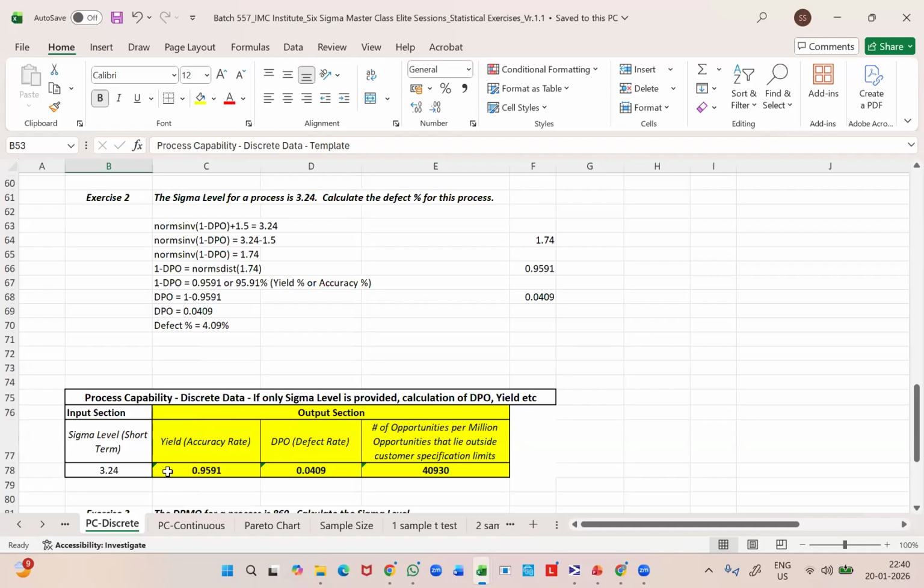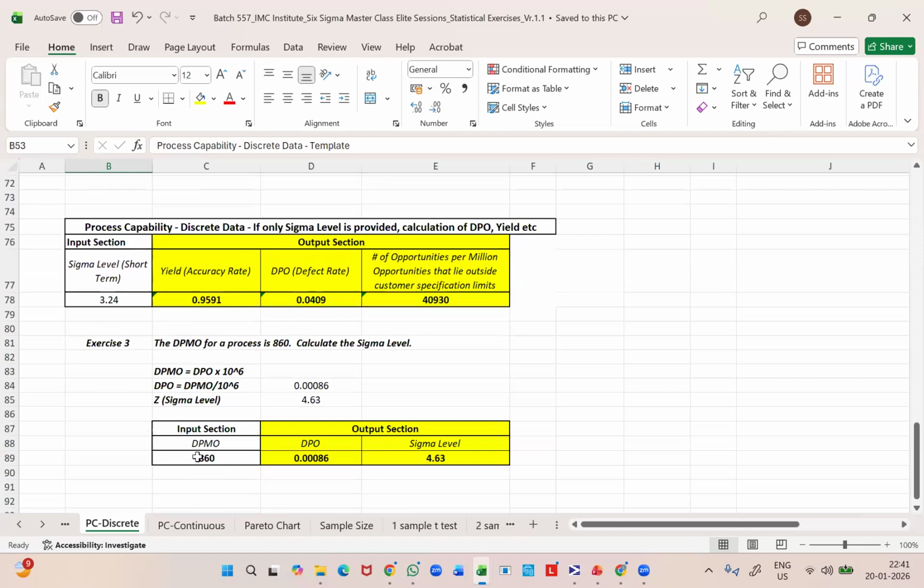If they want you to calculate the yield percentage, then we need to express this as a percentage value. So 0.9591 will be written as 95.91%. Or if they want you to calculate the defect percentage, then we need to express 0.0409 in terms of percentage value. So 0.0409 will be expressed as 4.09%. Or if they want you to find the number of opportunities that would lie outside the customer specification limits, then we need to pick this DPMO value, which is given in the third column in the output section in this template, right?